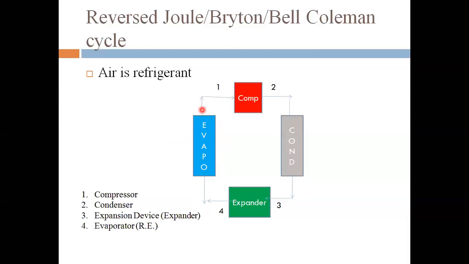Then this vapor, which is at a low pressure, goes to the compressor. So the whole working cycle will be repeated. First is the compressor, then it goes to the condenser, then it goes to the expander, then there will be the evaporator. This is the air refrigeration cycle which was utilized for aircraft in the older days.